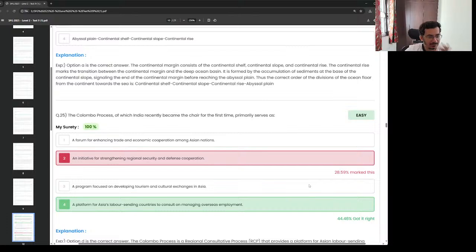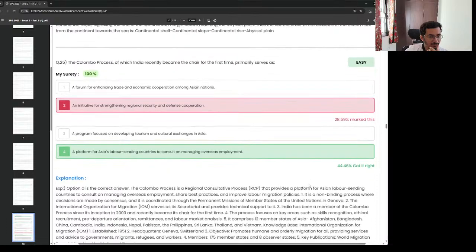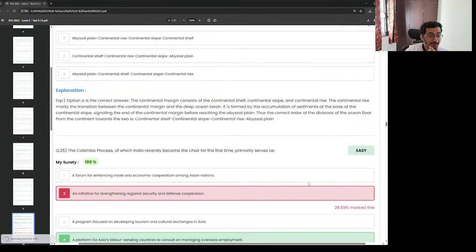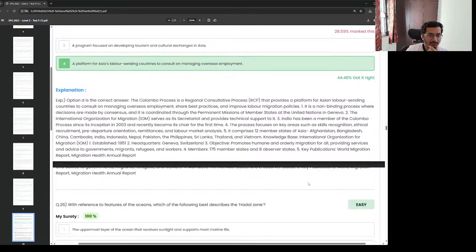I thought Colombo process had something to do with security, but apparently it was a platform for labor. Oh, okay. This is something I should know then. So Colombo process is a regional consultative process that provides the platform for Asian labor. Oh, okay. So this is not binding. Obviously, it will be non-binding. It is coordinated through missions of UN, Geneva, the International Organization for Migration Secretariat, and everything else. Good. So, skill recognition, ethical recruitment, and all of those things.